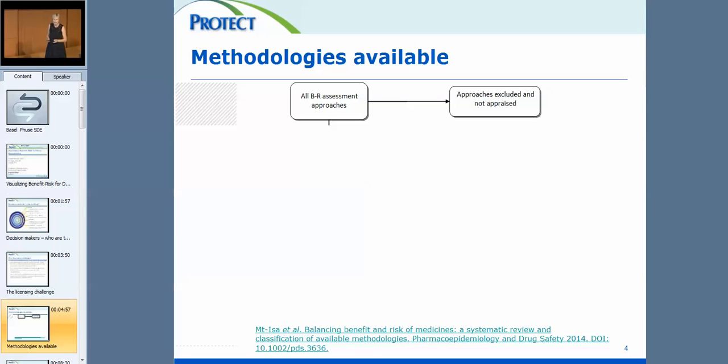And if you're interested in following up those methods much more, we've got big reports on the web, but there's also now an article just come out in Pharmacoepidemiology and Drug Safety.